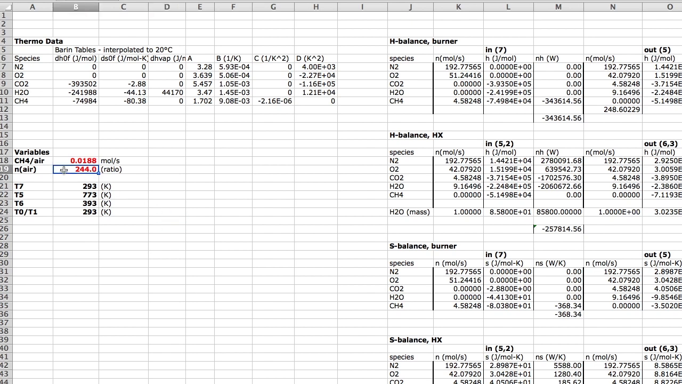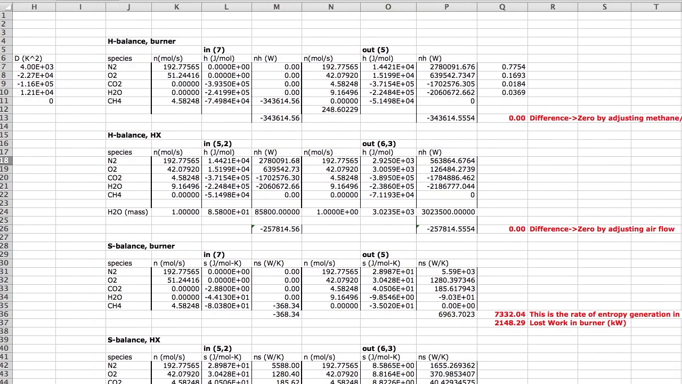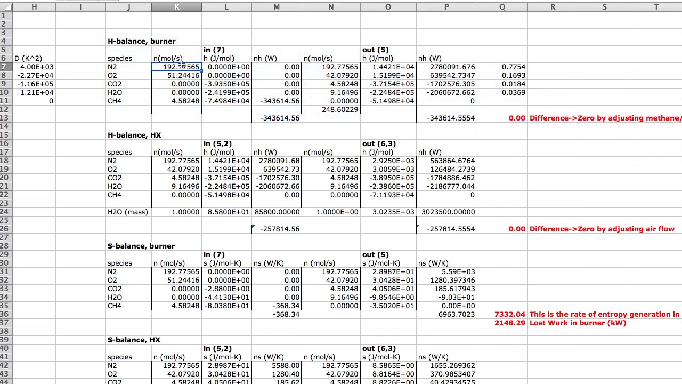These include the total airflow rate in moles per second and the methane to air ratio in the feed to the combustor. Over here on the right, we have an enthalpy table for solving the mass and energy balances on the combustor. This problem is very similar to an adiabatic flame temperature calculation, which you probably did at least once in Chem E 310. The purpose of the table is to organize the molar flows and molar enthalpies of each species in adjacent columns so that we can multiply them together in a third column and then add up the rows to get the total convection of enthalpy into the combustor.